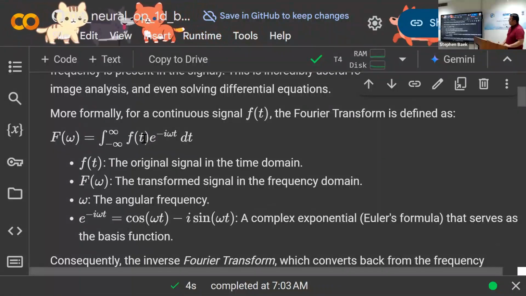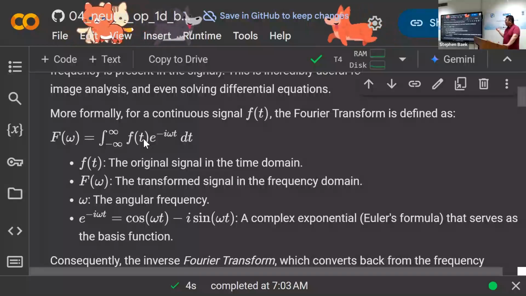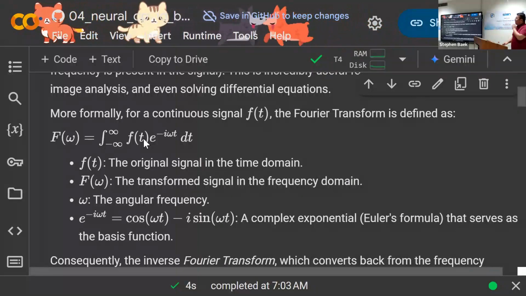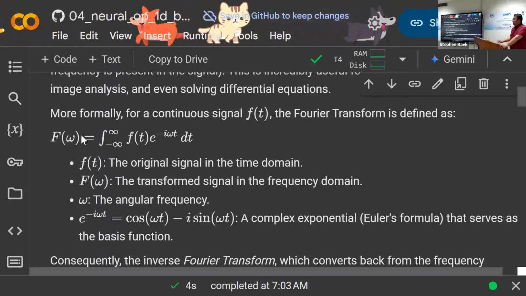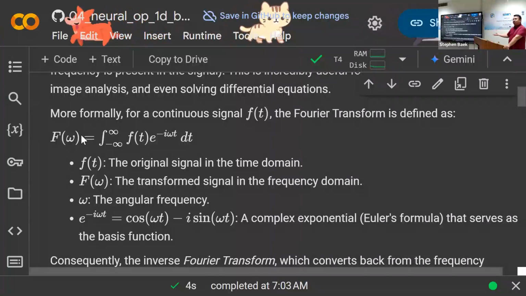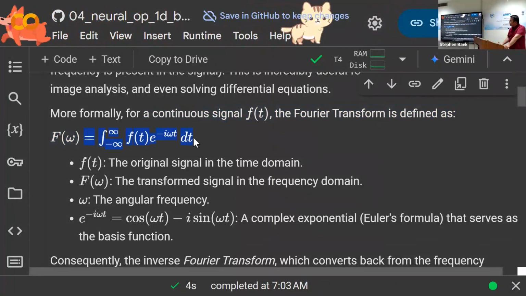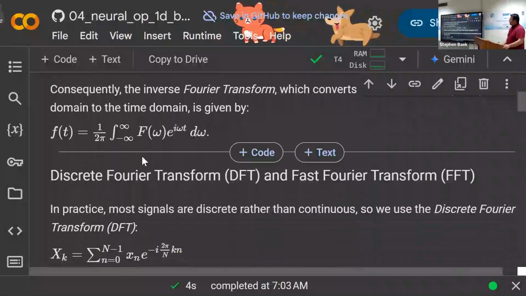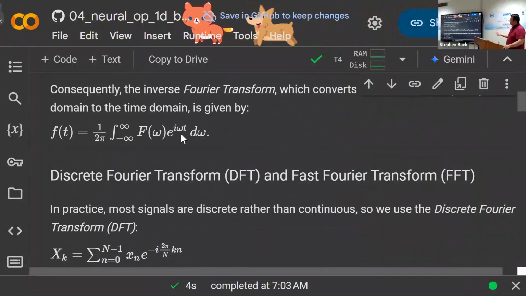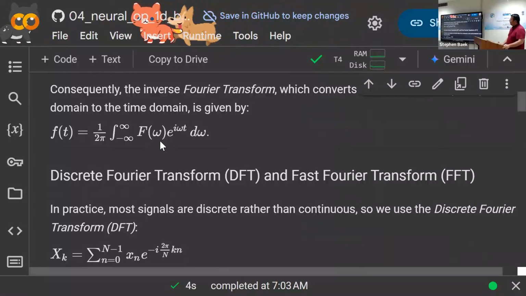So f(t) is the signal that is defined in the continuous domain. So that's the original signal. And then the capital F of omega is the signal in the Fourier domain, the spectral domain. And then by computing this integral, we're basically converting this original function f, which is, by the way, defined in the original time domain, into the frequency domain. And then the inverse Fourier transform is essentially the reverse process. So again, here's the mathematical definition.